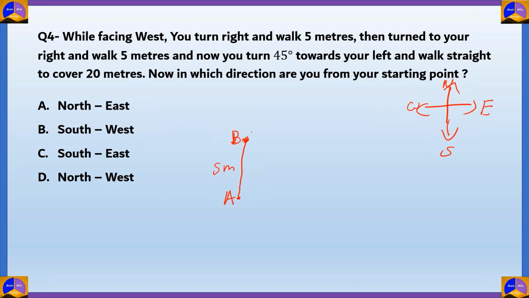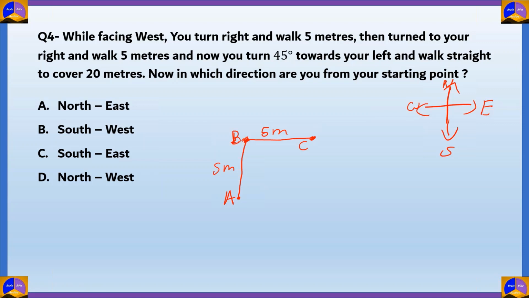Then you turn to your right. So if you're facing north and you turn right, it means that you will be facing east. So east is this direction and you walk 5 meters. We'll call this point C. And now you turn 45 degrees towards your left.